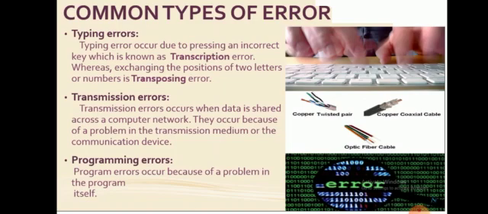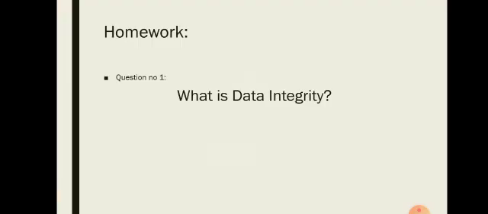The human being, the programmer. If you can make a mistake in programming, the resulting software will also create wrong results. If you give that instruction to the computer as input, there is a chance you will get wrong output. So these are the basic common types of error. First one is typing errors, further categorized into two categories: transcription and transposing. Then transmission error, and third is programming error.